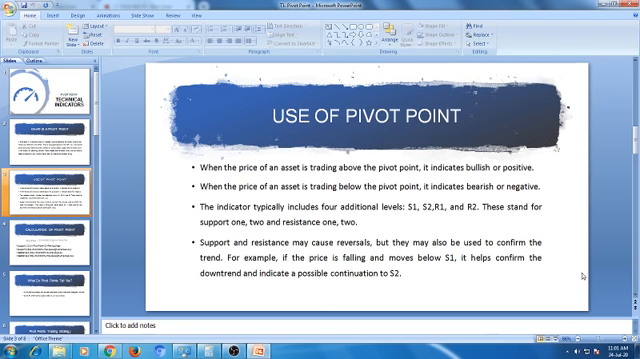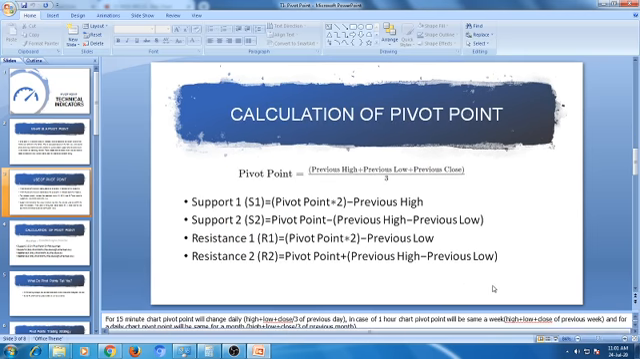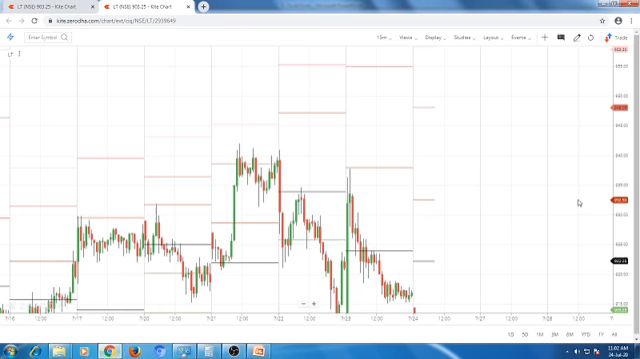Supports and resistances may cause reversals, but they can also be used to confirm the trend. For example, if the price is falling and moves below S1, it helps to confirm the downtrend and indicates a possible continuation to S2. How are pivot points calculated? The formula for calculating the pivot point is the previous high plus previous low plus previous close, divided by 3. Let us see on the chart how it looks.